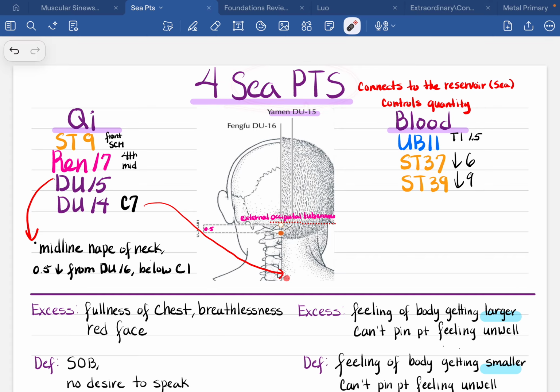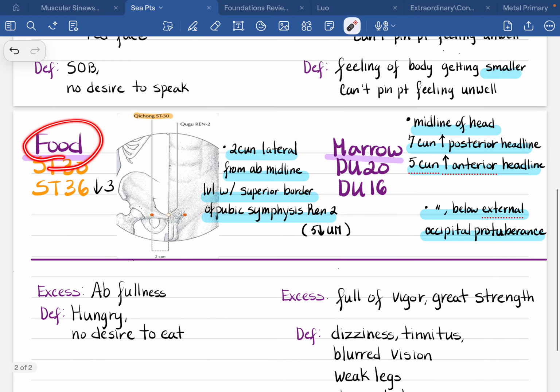C points are the points that connect to the reservoir or the sea, right, where it pools, and it controls the quantity. So it controls the quantity of what 4 C's? The chi, the blood, food, and marrow.